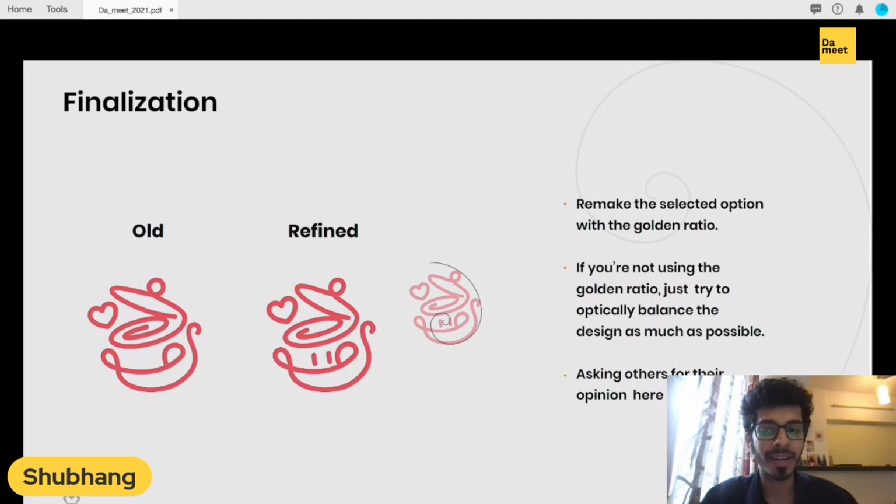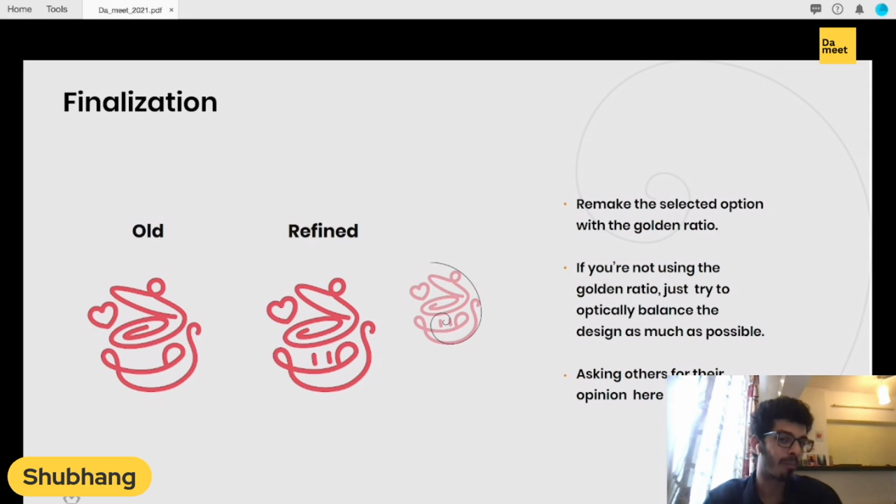But there are quite a few things which I have altered, balanced things out. And again, what I've mentioned over here, once the logo is finalized, you generally remake the logo with a golden ratio. So this is not always required. As I mentioned in the second point, the golden ratio is just to maintain a natural balance in your logo. It just is there to maintain that natural balance so that things don't look quite odd or out of place.